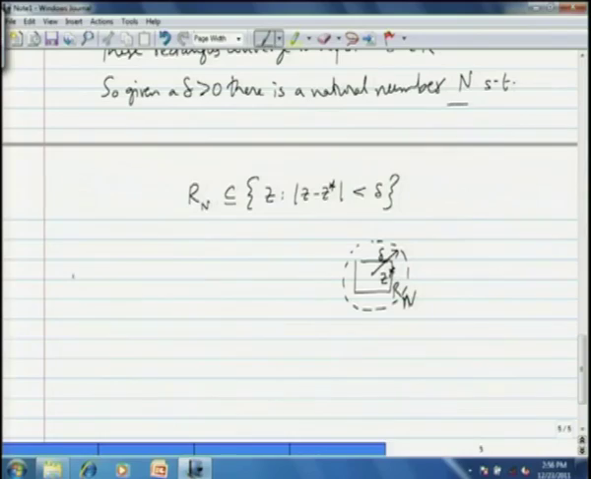Okay. So, notice R n is contained in the set of z such that mod z minus z star is strictly less than delta for all n greater than or equal to capital N, right, because these are nested sequence of rectangles. Okay. So, if R capital N is in there, all further rectangles are in there.